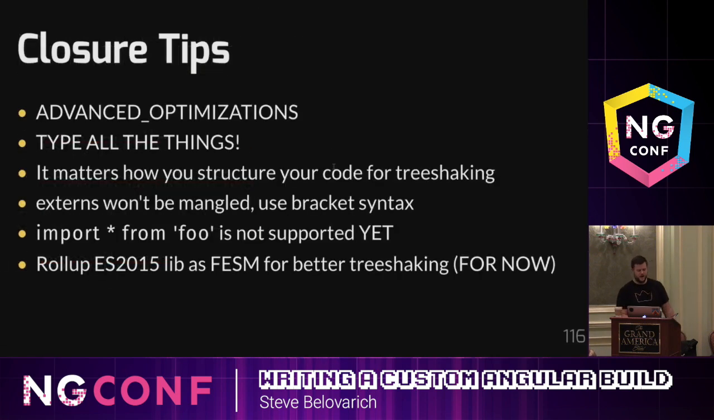So, some Closure tips. Always use advanced optimizations. In order to support Closure Compiler for your Angular application, you need to type all the things, like everything. All right, you cannot get away with having any as a type. Closure will not like that. It does matter how you structure your code for tree shaking. That goes with any tool, not just Closure. So if you expect a really optimal bundle, you need to make sure your application source can be tree shakeable.